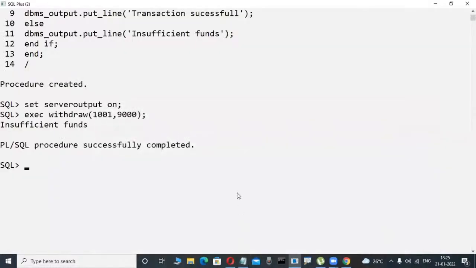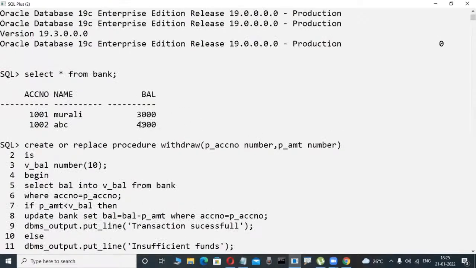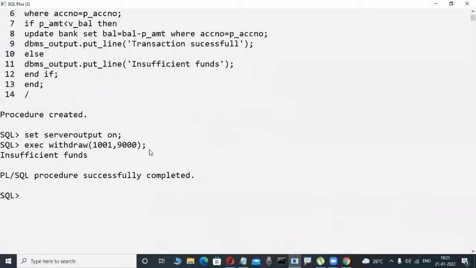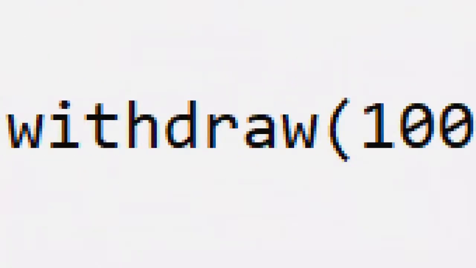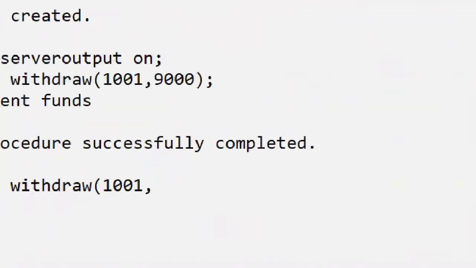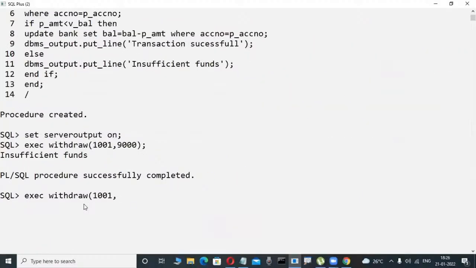Another case, OTP validation, all the same thing. Now for example, in this case my balance is 3,000. Now I try to withdraw 2,000 rupees, for example. Observe here, 1001 is my account number. I try to execute withdraw again. So now the procedure, I try to withdraw 2,000 rupees.